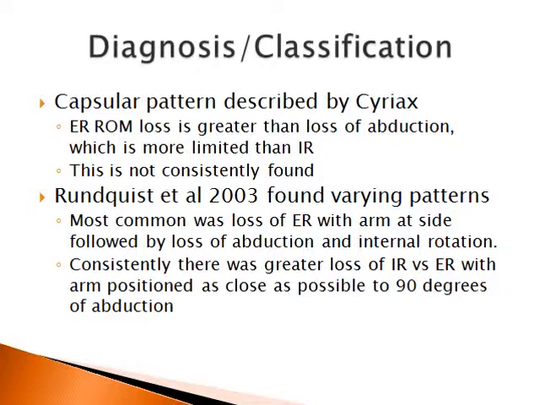Rundquist et al. in 2003 found varying patterns. Most common was loss of external rotation with arm at side, followed by loss of abduction and internal rotation, which is consistent with the capsular pattern. However, there was also greater loss of internal rotation instead of external rotation, with the arm position as close as possible to 90 degrees of abduction.